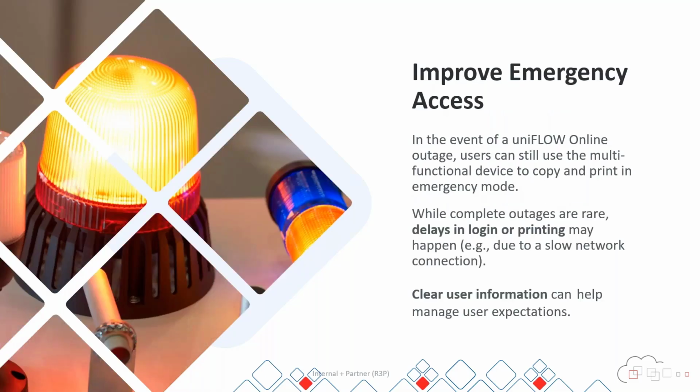So if uniFLOW Online experiences an outage, users can still copy and print in emergency mode, so essential tasks can continue. Although complete outages are pretty much rare, slow network connections can cause login or printing delays. With that in mind, it is important to inform users about these issues to manage their expectations. By knowing about potential delays, users can plan accordingly to reduce frustration. I know I have experienced it myself. So let's quickly review the improved communication during critical device situations.